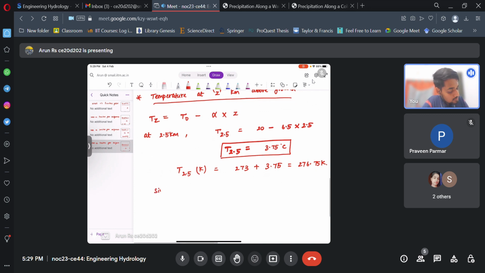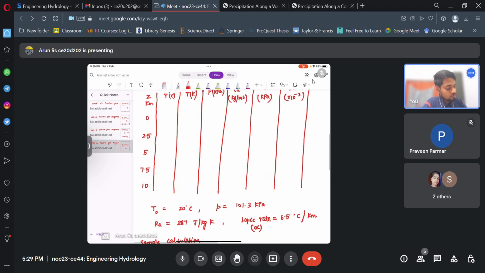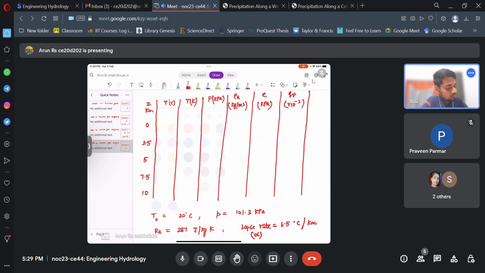Similarly, repeat for all the delta Z heights. I have already computed, and I'll just write it down.